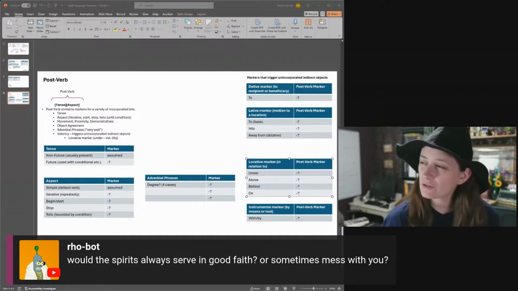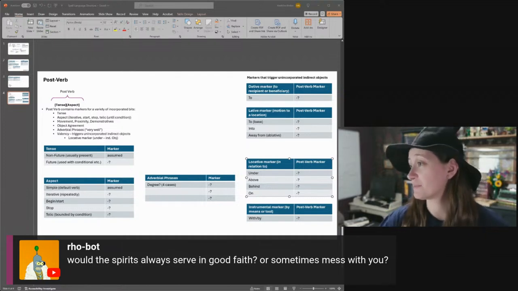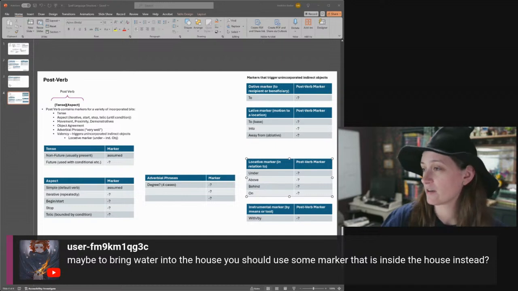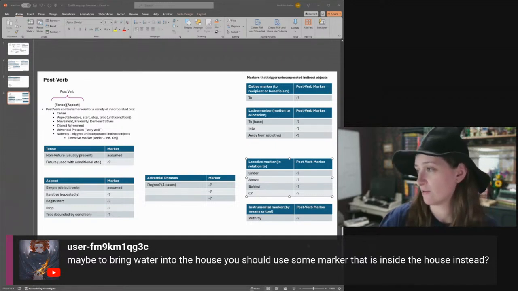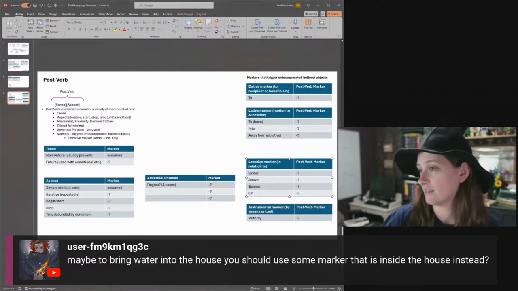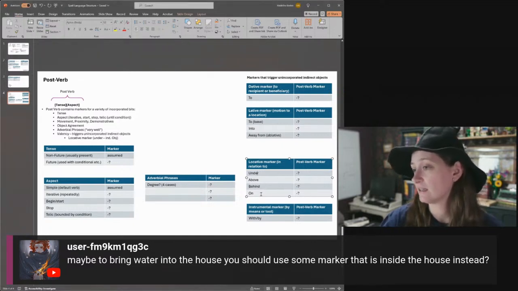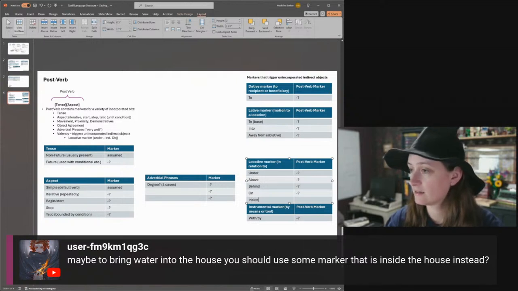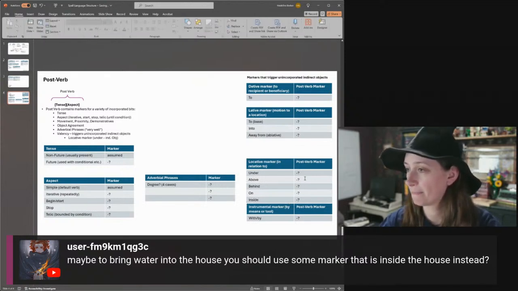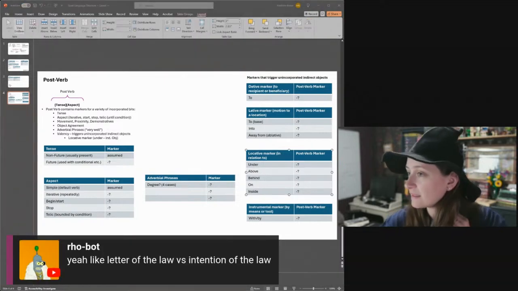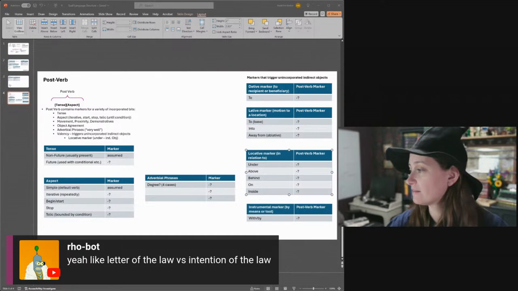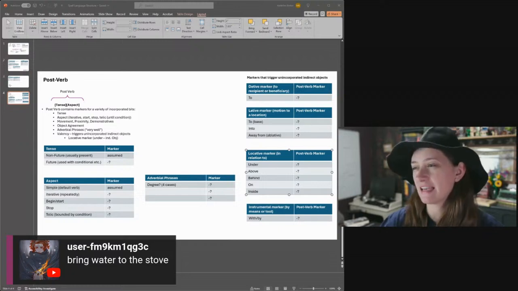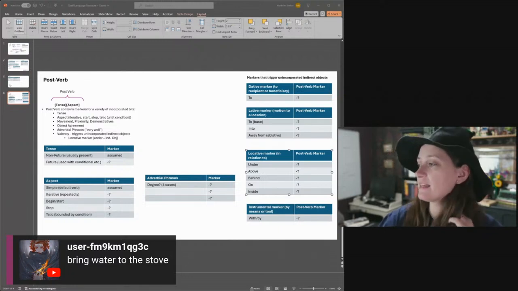That's sort of the vibe, I think, where you want to be respectful if possible, or they're prone to be angry. Maybe to bring water into the house, you should use some marker that it is inside the house instead. So that would be a locative marker, like an inside. Although that actually does make sense for a locative one anyway. Letter of the law versus intention of the law. Right. Bring water to the stove. Yes. Yeah, versus into the stove. That's a good one. I think we need to keep it.